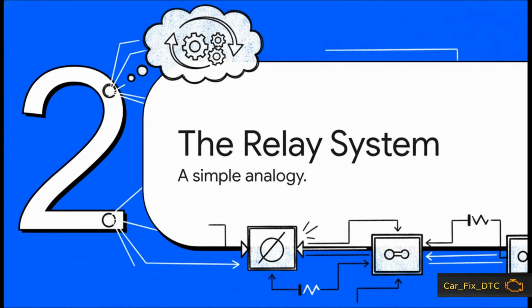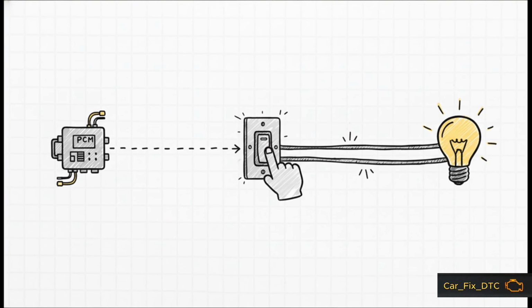Now, to really fix this, you've got to understand the system you're working with. And don't worry, it sounds way more complicated than it actually is. We can simplify it. Honestly, the best way to think about this is like a simple light switch in your house. The PCM, your car's computer, that's like your finger deciding it's time to turn on the light. The relay, that's the physical switch on the wall. The circuits are just the wires in the wall, and the fuel pump, well, that's the light bulb. So code P1282 is telling you that there's a problem somewhere with the switch or the wires connected to it.